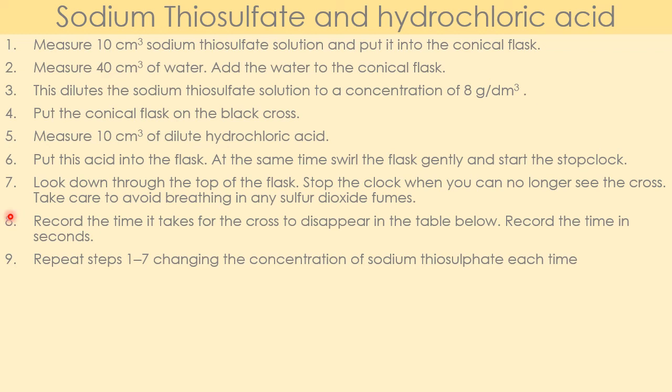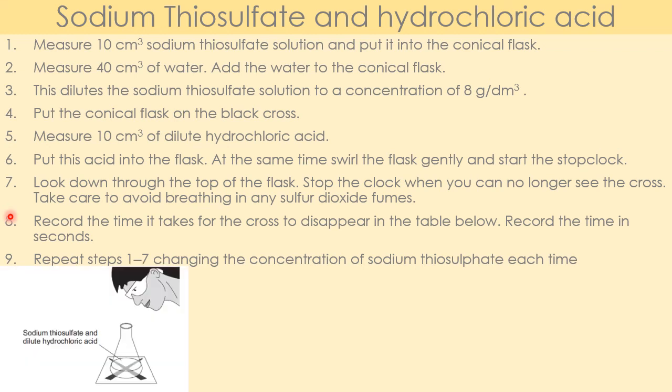We react them together and we swirl the flask. We start a stop clock and we look down and we see that it starts to form a precipitate. That is a solid that is insoluble, so it's not dissolving in the water. And we time how long it takes for the cross to disappear. We record that time, we can then compare them and see which reaction is faster.